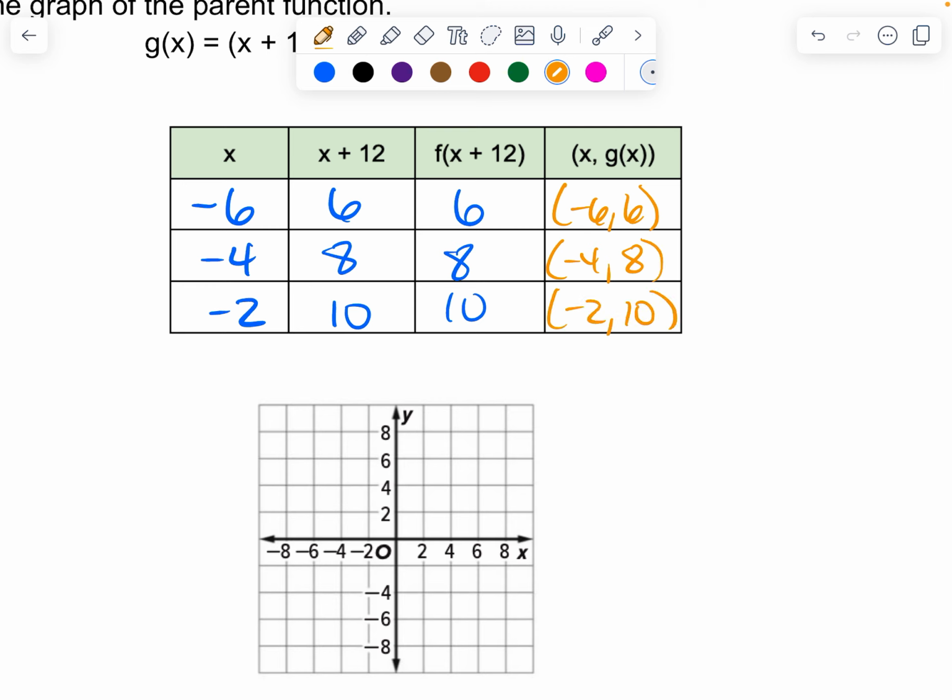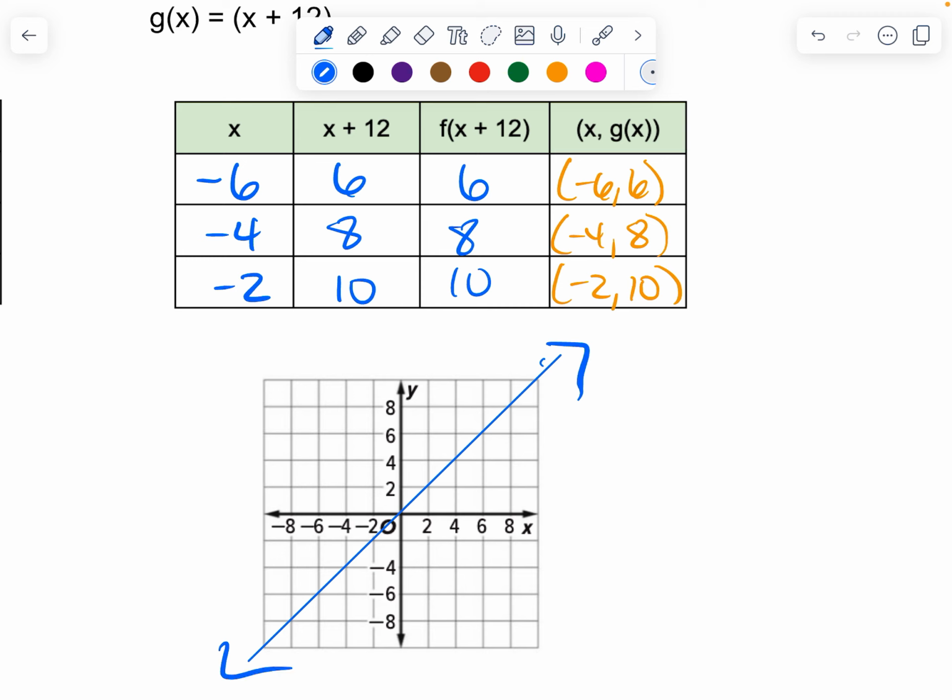Okay, so the original, again, I didn't mean for it to be that color. I hate when I do that. There we go. This, -6, 6. -4, 8. -2, 10. Okay, so this would have moved this over 12 to the left.